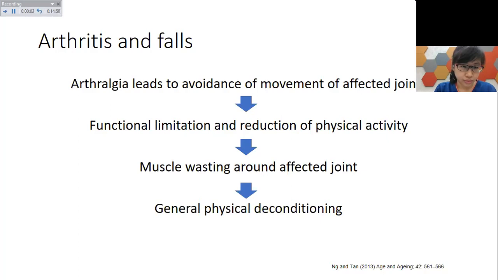Let's look at how arthritis leads to falls in more detail. Arthralgia or arthritis leads to avoidance of movement of affected joints. This then causes functional limitation and reduction of physical activity. This leads to muscle wasting around the affected joint, and therefore the patient can get general physical deconditioning, which then leads to falls.